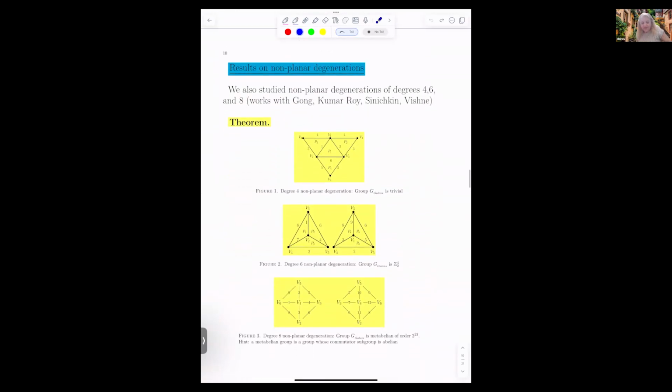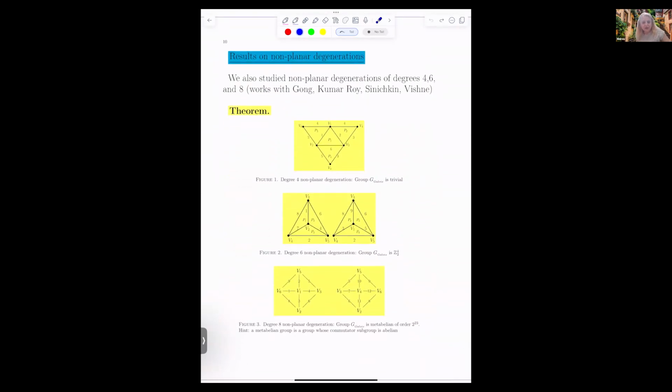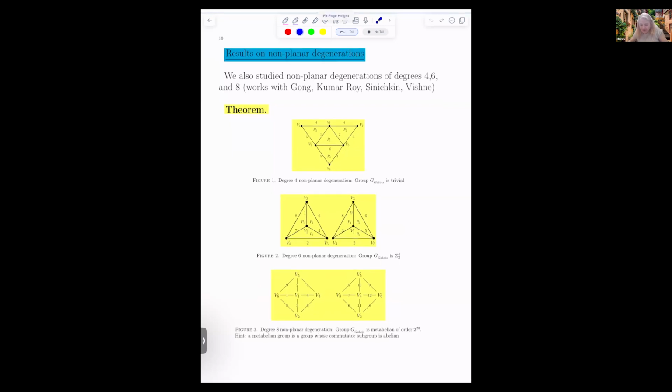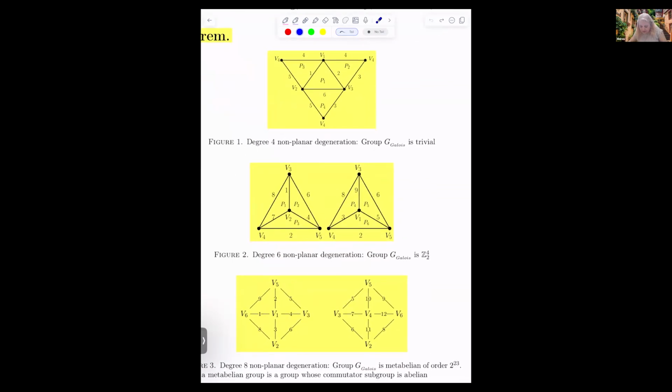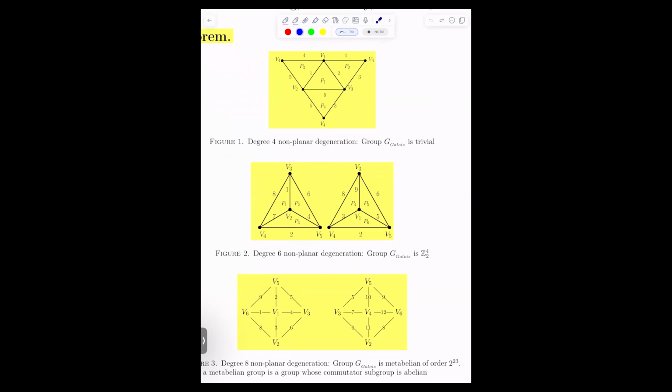And now some results about non-planar degeneration. So we study non-planar degeneration of degree 4, 6, and 8. For example, if I just enlarge the pictures to see, okay, like this, you see that if we glue the edges along the same numbers, for example, 4 to 4, 3 to 3, and 5 to 5, then we will get something which is non-planar.